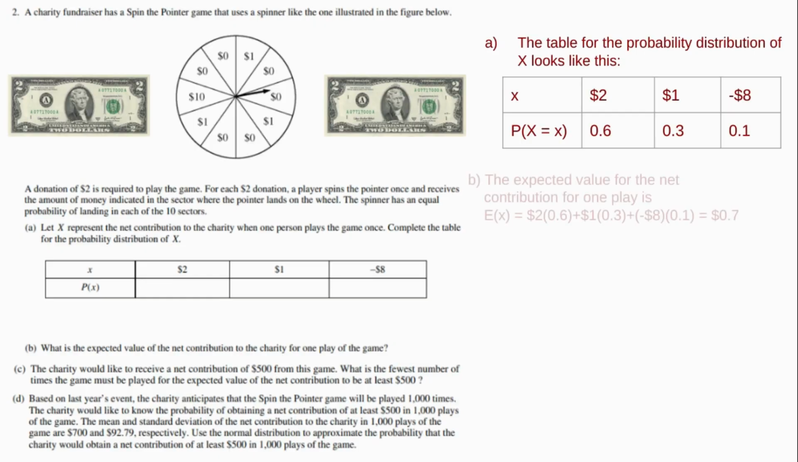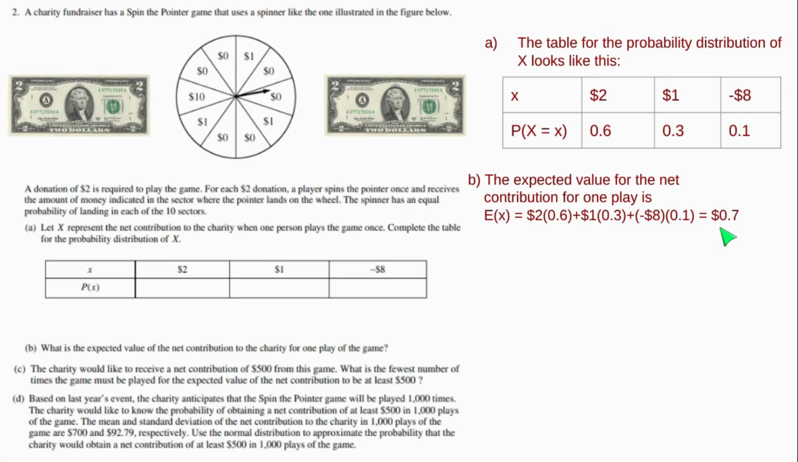All right, let's look at Part B. The expected value for the net contribution for one play is the expected value here. It's going to be dollar amount times probability plus dollar amount times probability plus dollar amount times probability. We use our table up here to do this computation, and we get 70 cents. All right, let's look at Part C.